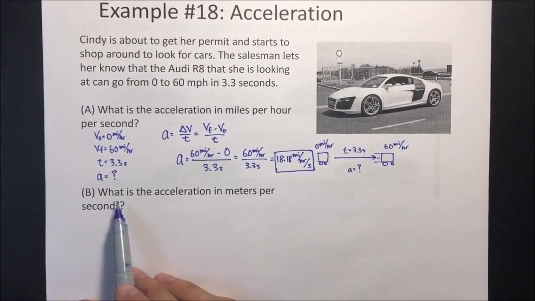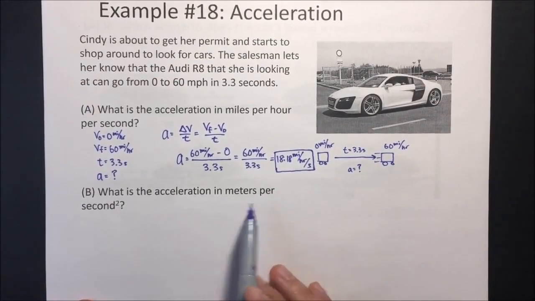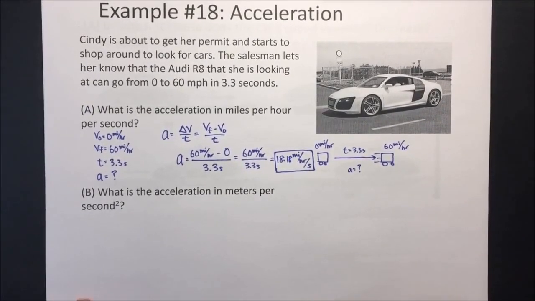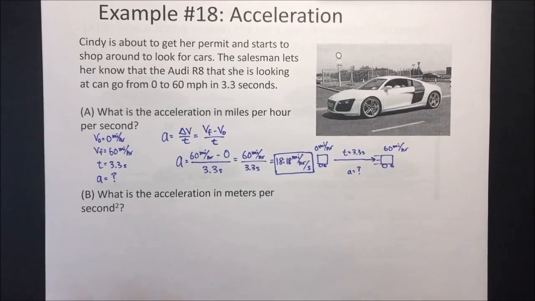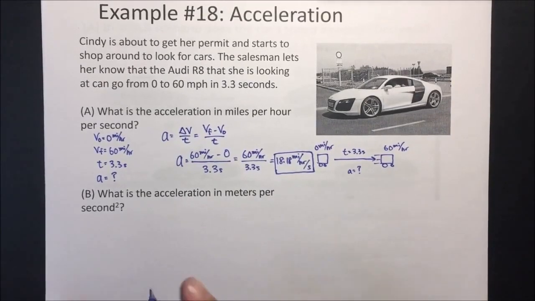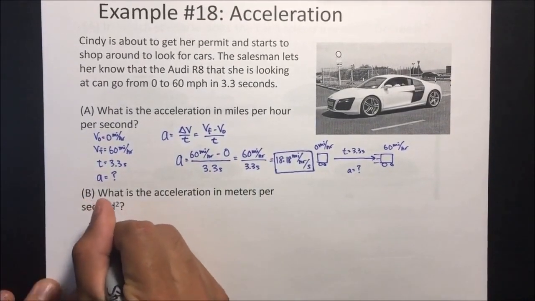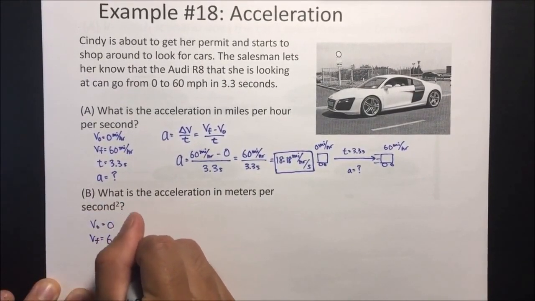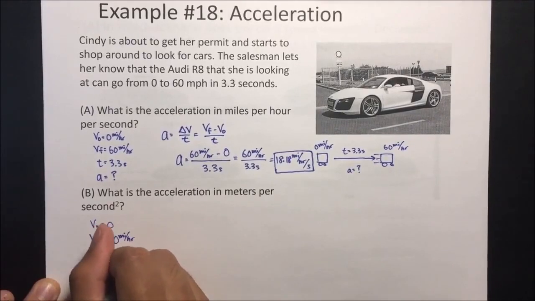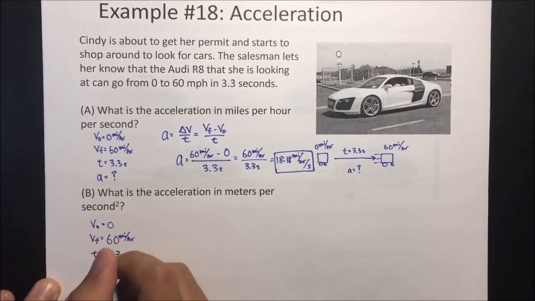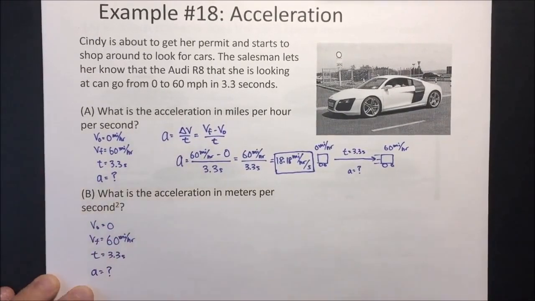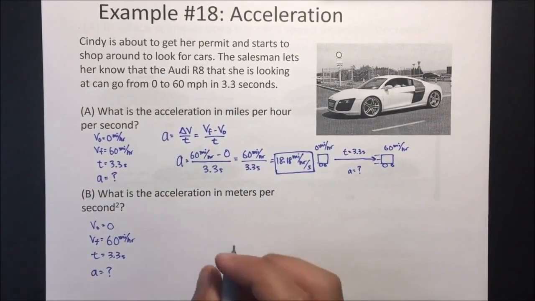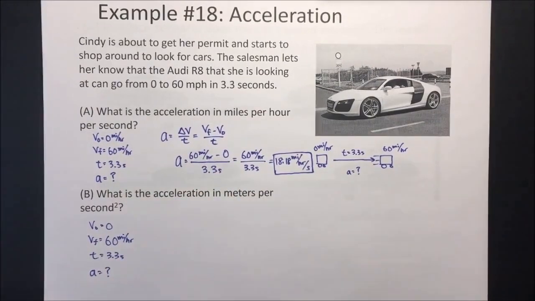But now it's asking for what is the acceleration in meters per second squared. So this is where it becomes a little bit more difficult. So again, we have our values of initial velocity 0, final velocity 60 miles an hour, time is equal to 3.3 seconds, and we're looking for acceleration. However, we're going to change the 60 miles an hour to be meters per second. So let's just do that. Let me use a different color for that.